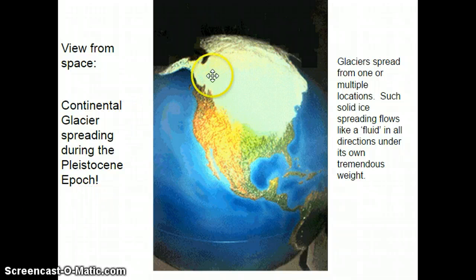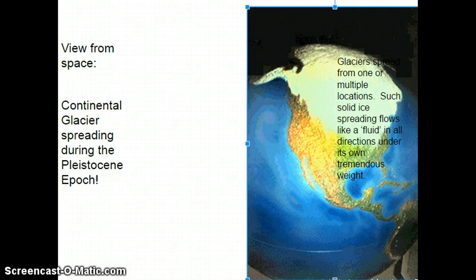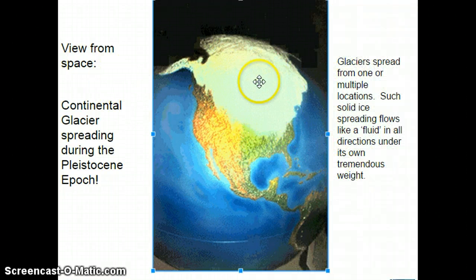If we were to look at the Great Ice Age from space, you would see that these are continental ice sheets that are flowing out during the Pleistocene Epoch, the Great Ice Age. So glaciers spread from one or multiple locations. Such solid ice spreading flows like a fluid in all directions under its own weight. So if I build up enough depth of ice, over time it's going to begin to flow. Many of you right now should be thinking, wait, what?